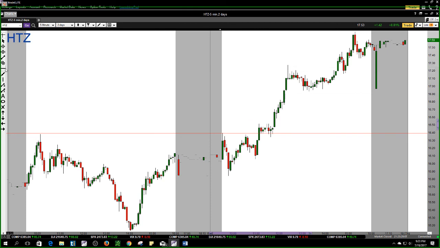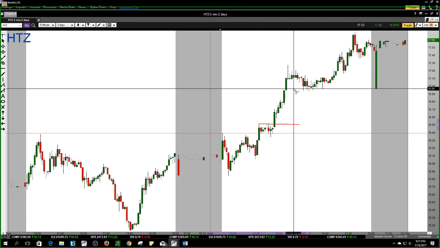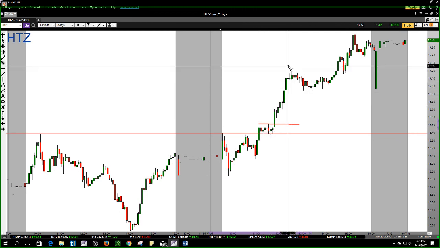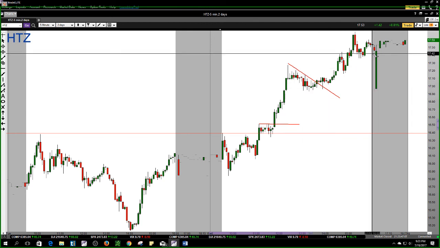Say you missed the entire move to the upside. You know that this chart is being very strong to the upside. You have a lot of flags here that you can play. Here's the first breakout on a flag. Flag break to the upside and you're long. Here's another one. Flag break to the upside and you're long.